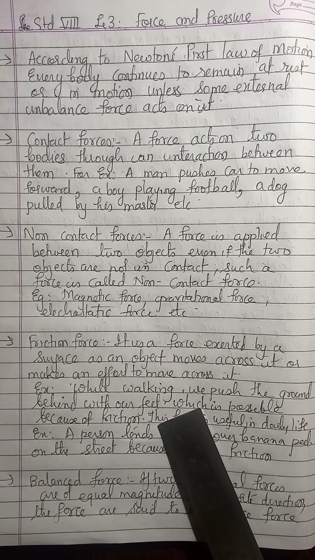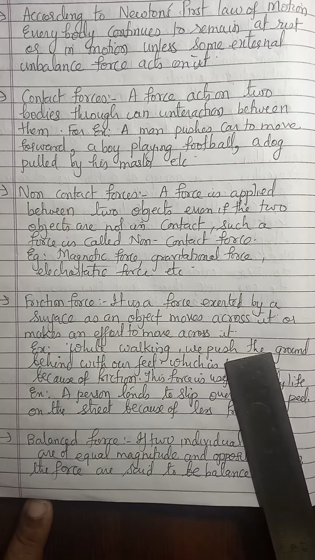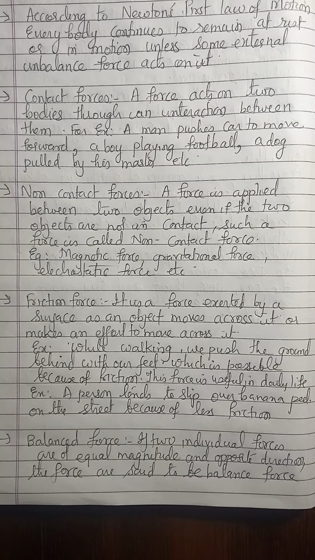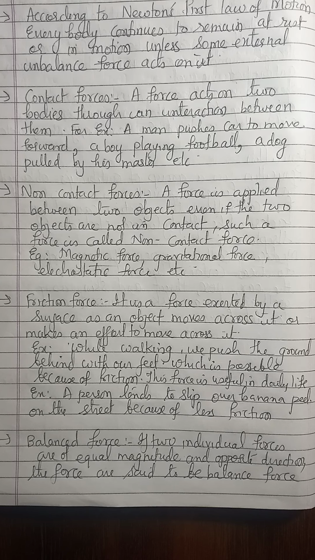Then friction force. It is a force exerted by a surface on an object that moves across it or tries to move on it. For example, when two bodies are rubbed against each other, heat is generated. That is also one type of friction. If friction had not been there, then heat would not have been generated. We are walking on the road because friction is created between the foot and the road, and therefore we are able to walk properly on the road.